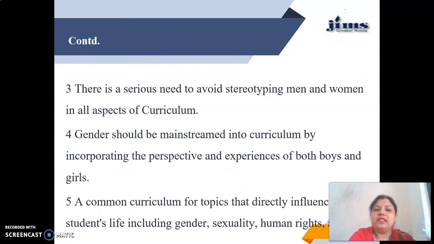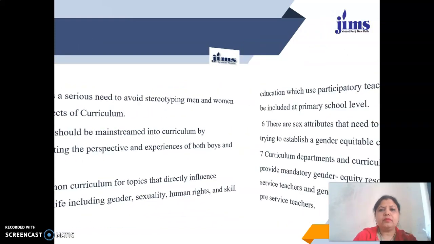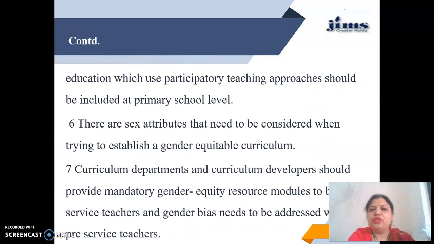There is a serious need to avoid stereotyping men and women in all aspects of curriculum. Gender should be mainstreamed into curriculum by incorporating the perspectives and experiences of both boys and girls. A common curriculum for topics that directly influence students' lives, including gender, sexuality, human rights, and skills. Skill education, which uses participatory teaching approaches, should be included at primary school level.